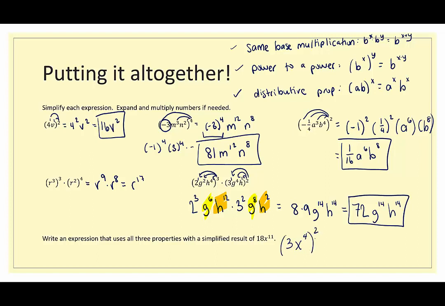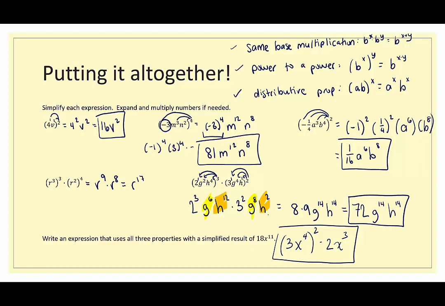Here we're using distributive property. 3 squared is 9. x to the 4th squared is x to the 8th. And then what else do I need? So I've taken care of the distributive property and power to a power. I have 9. I need another factor of 2. I have 8 of the 11 x's, and then I could just multiply by x cubed. So this would be one option. There are infinitely many that would multiply to and create an answer of 18x to the 11th.